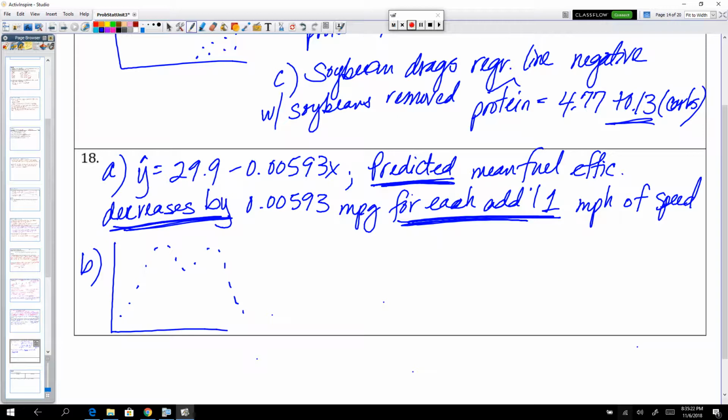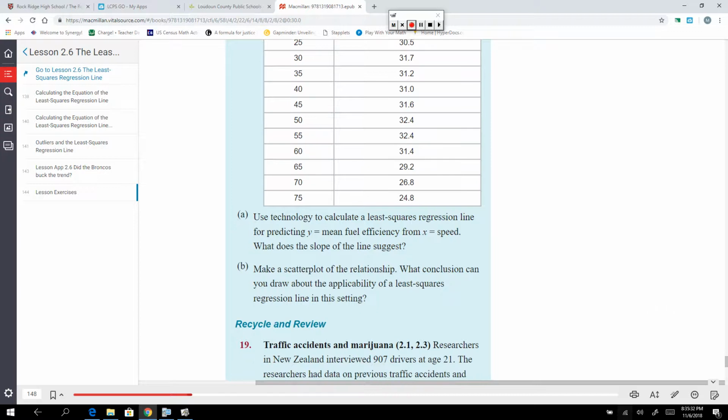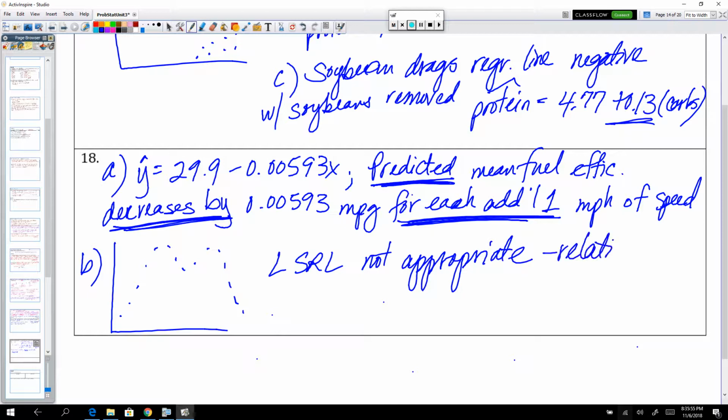And we're asked if this least squares regression line that we've calculated here is appropriate for part B. So we used it. What does the slope of the line suggest? We just interpreted that. Now we've made a scatter plot, and we need to draw a conclusion about the applicability of the least squares regression line. Hopefully you see that this is not linear. This is a non-linear relationship. And so we need to declare that the least squares regression line, after we did all that work, is actually not appropriate. The relationship is not linear.